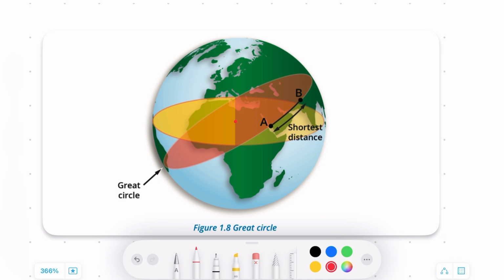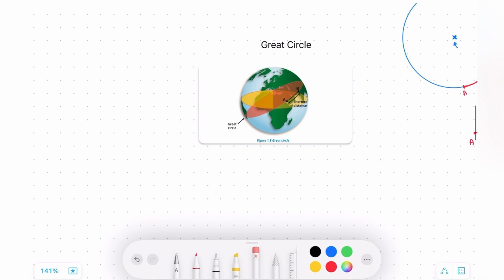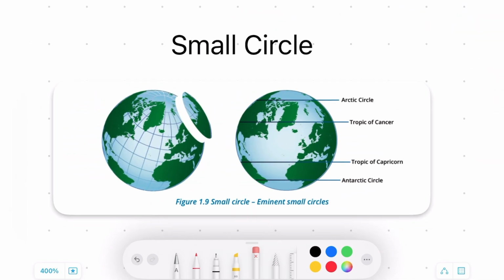Similarly, if I were to travel from point A to point B, the shortest distance between them, like I said, is a part of a much larger great circle. You see it here. Then, anything else which does not pass through the center is known as a small circle, like this. It's very clear from the way this circle is cut out that it does not pass through the center of the Earth. So this is what we call a small circle.